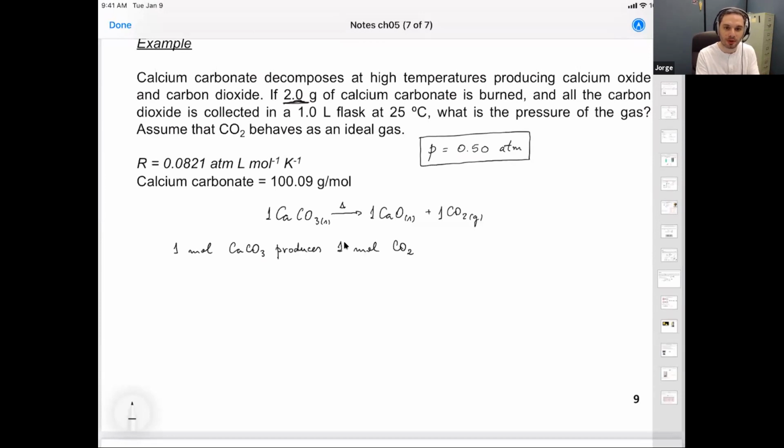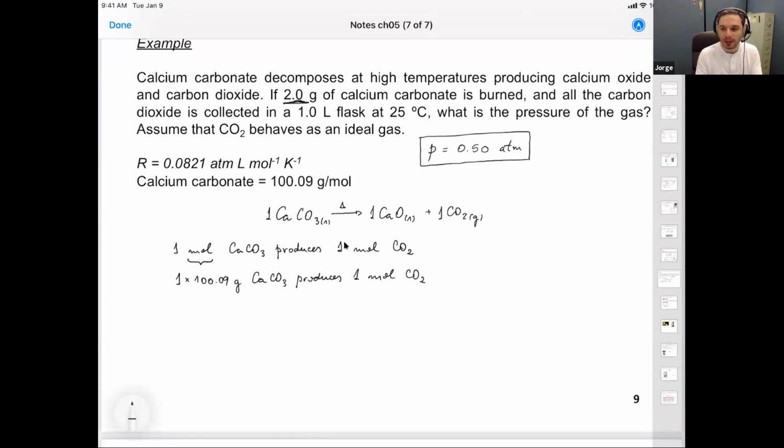One way is to determine how many moles is equivalent to 2 grams, and then you have the direct relationship between moles of calcium carbonate and CO2. That's perfect, fine, that is one way to do it. And another way is to replace mole by the molar mass of calcium carbonate. Therefore, 1 times 100.09 grams of calcium carbonate produces 1 mole of CO2.